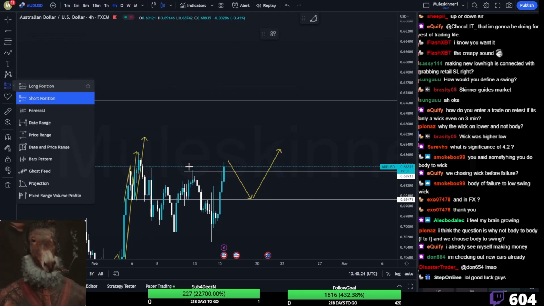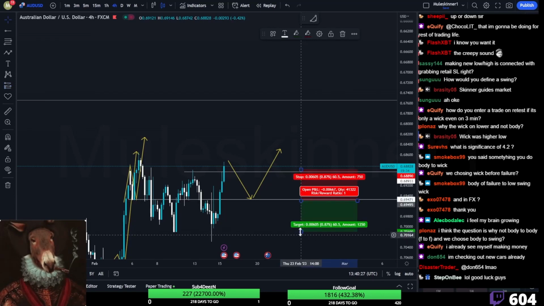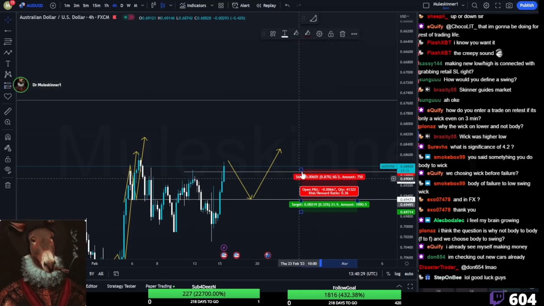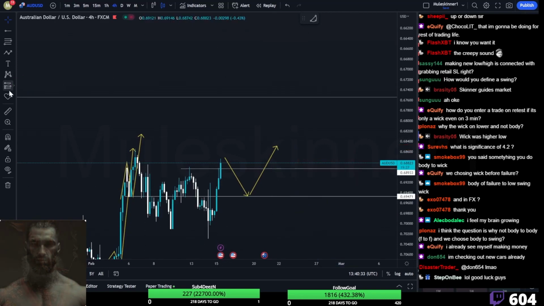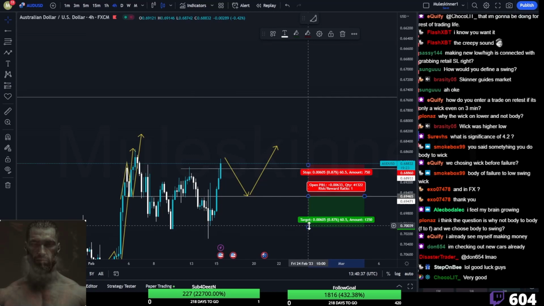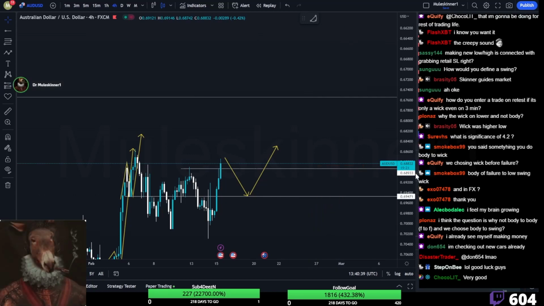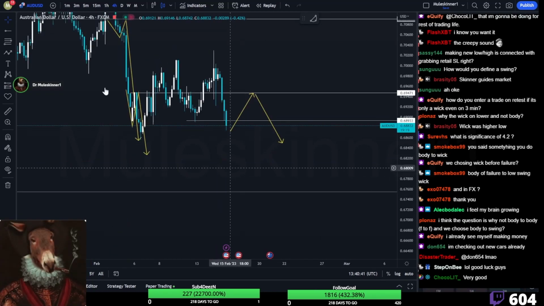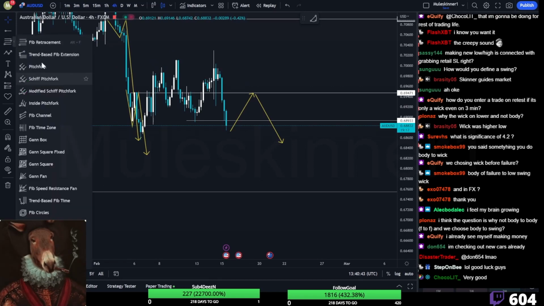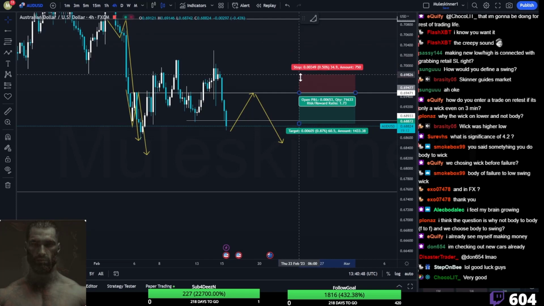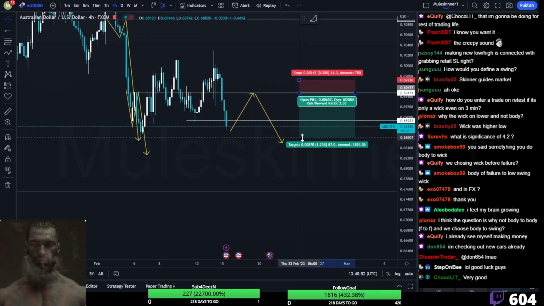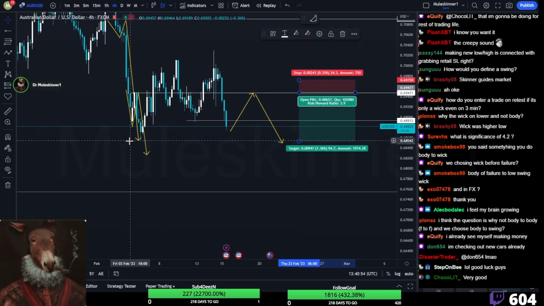It'll be a long entry, invalidation, first PT. Oh, that's a short. Oh, wait, sorry. I'm inverting the charts and I'm confusing myself. My bad. So let me do that again. That's a short, looking for it to make a new high, which is higher than this high.